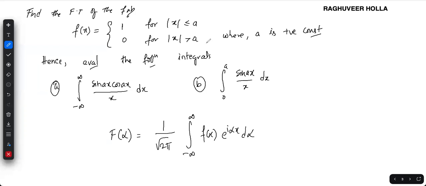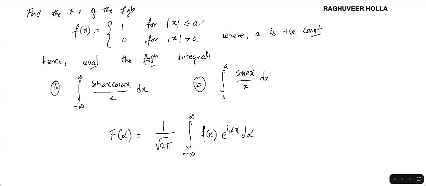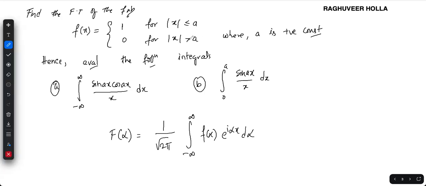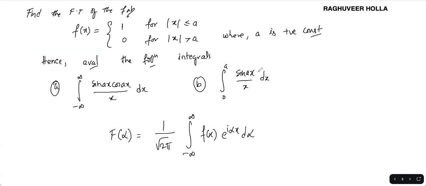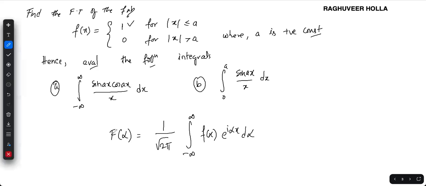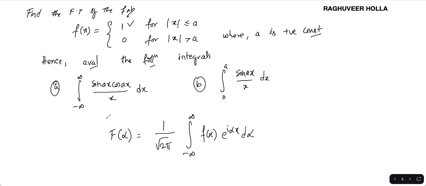So let us find the Fourier transform for the function. It is 1 when mod of x is less than or equal to a, or 0 when mod of x is greater than a, where a is a positive integer. Hence let us evaluate this. The function exists when mod x is less than or equal to a, that is in between.